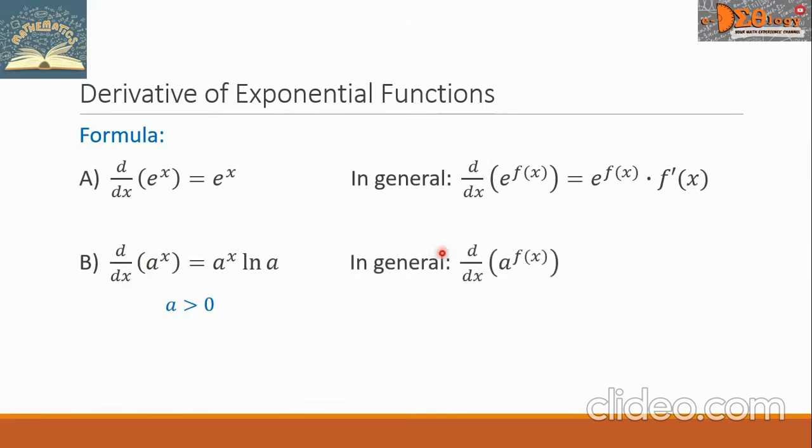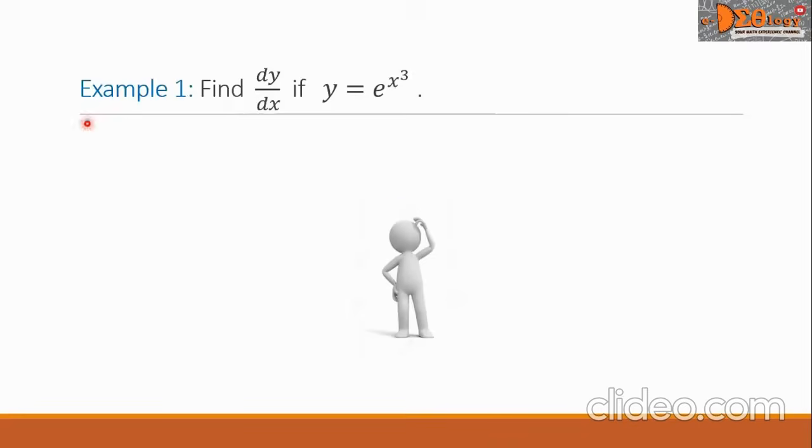In general, d over dx of a raised to f of x is equal to a raised to f of x times ln a times f prime of x. Let's see example 1.